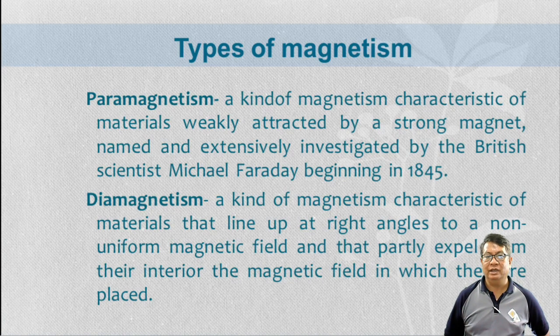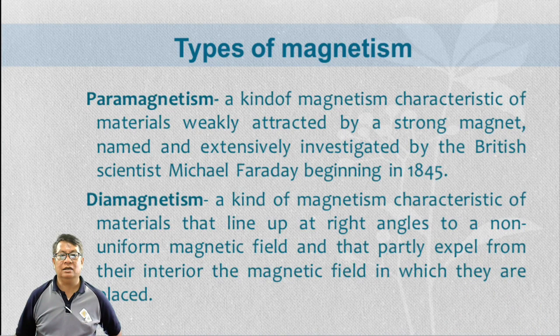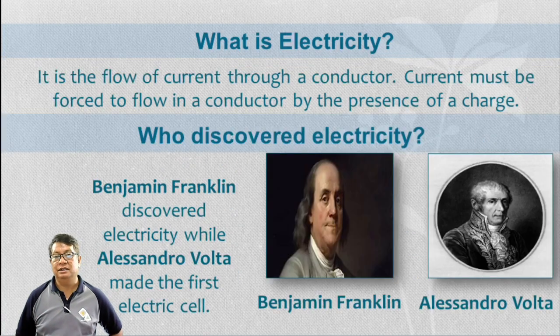Another one is paramagnetism, a kind of magnetism characteristic of materials weakly attracted, where the attraction or repulsion is weak. Weakly attracted by a strong magnet, it was named and extensively investigated by the British scientist Michael Faraday in 1855. We also have diamagnetism, a kind of magnetism characteristic of materials that line up at right angles to a non-uniform magnetic field and partly expel the magnetic field from their interior.